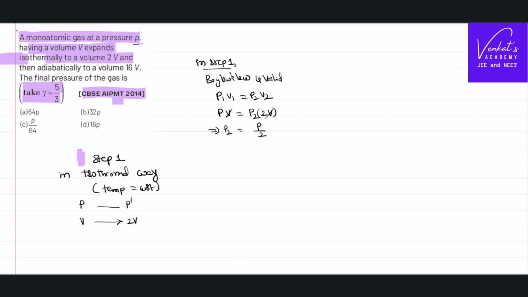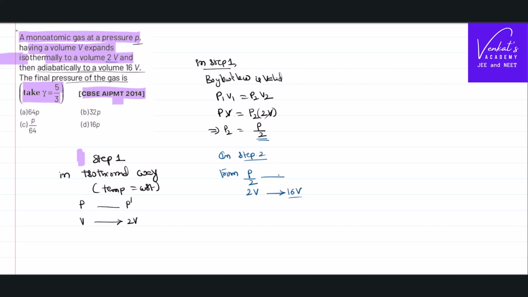So the pressure after the first step P2 equal to P by 2. That was said indirectly. And what is said is, then it is adiabatically changed to a volume 16V. So after step 1, it was moved further, like we can write in step 2, from where, what are the initial values? Initial pressure is not P, it's now P by 2. And volume, it was already changed to 2V. It is changed to 16V.